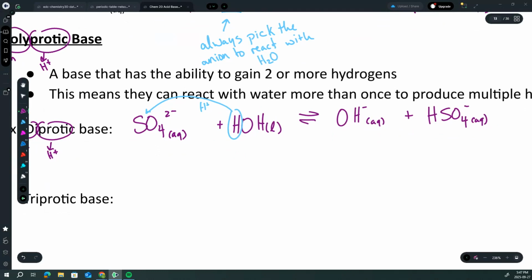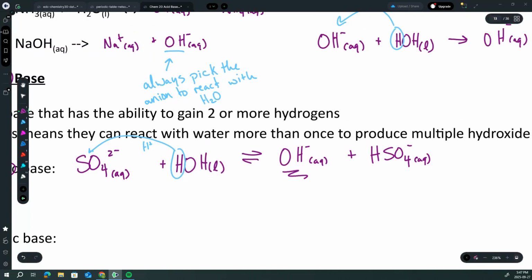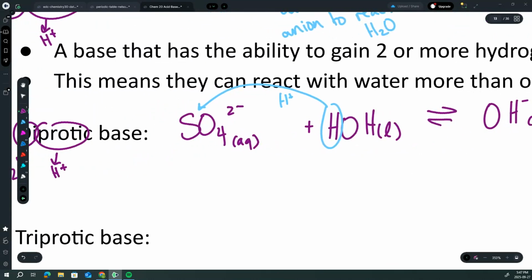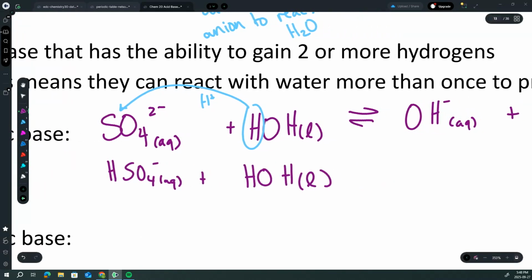Alright, so now what we're going to do here, so hydroxide is what we're aiming to produce. Okay, I know that I said you always pick the anion to react with water, but now we have two anions. Okay, so you're not going to be picking hydroxide. You're going to be picking the other anion that is not hydroxide to keep on reacting. Okay, so that's why I'm going to start with HSO4, 1 minus, aqueous, and then we're just going to keep on reacting it with water here.